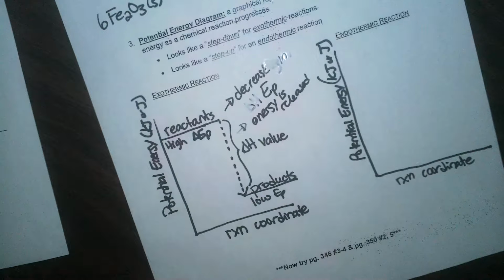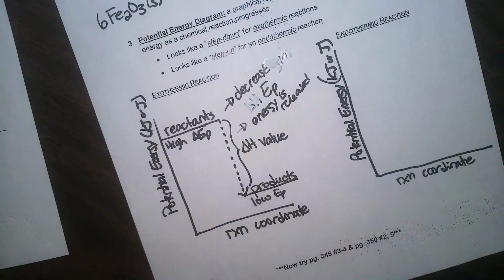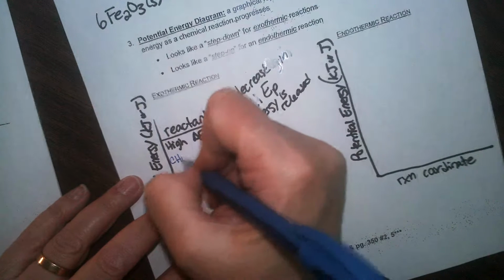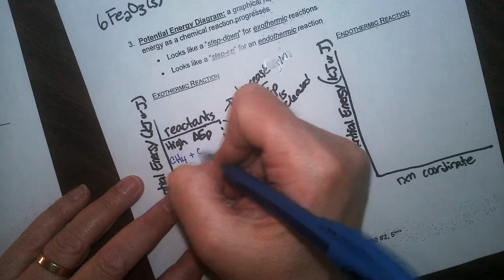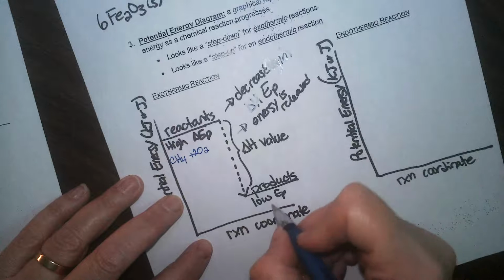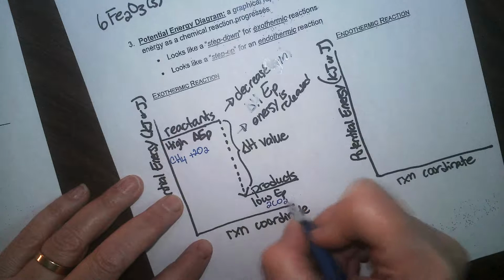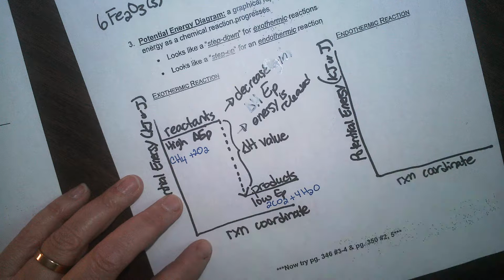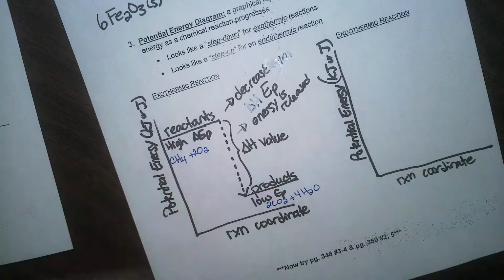The decrease in potential energy means that energy is released. Okay? So when I say a reaction coordinate here, an example would be CH4 plus 2 O2s. And then down here, my products would be 2 CO2s and 4 waters. That's what it means by reaction coordinate. You put your reactants on the one bar and your products on the other bar.